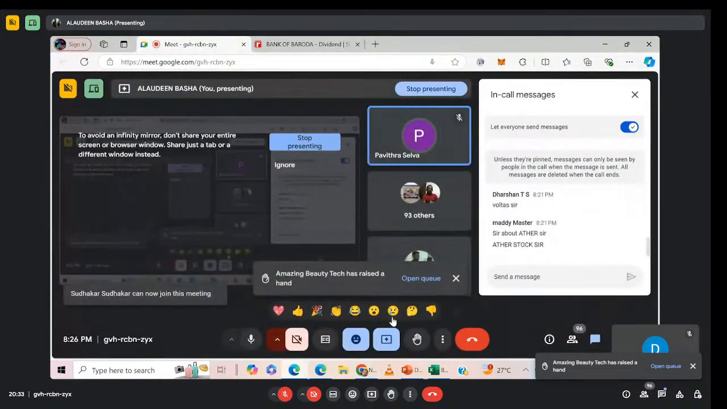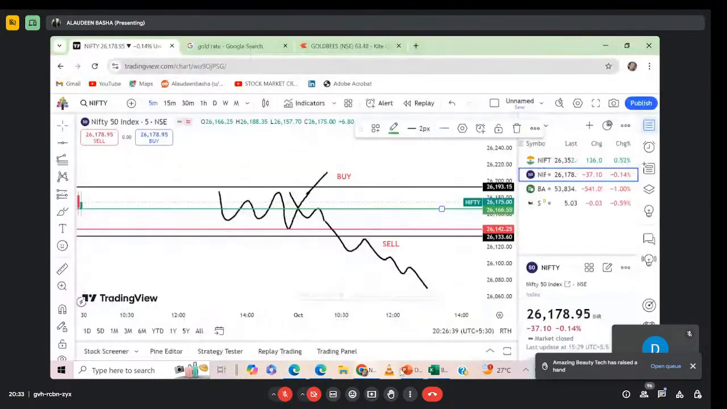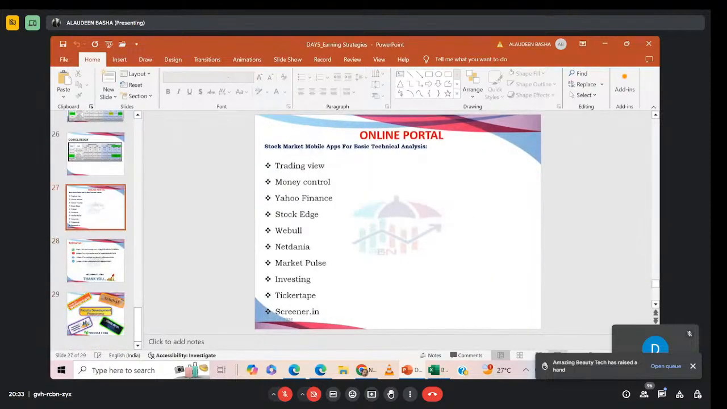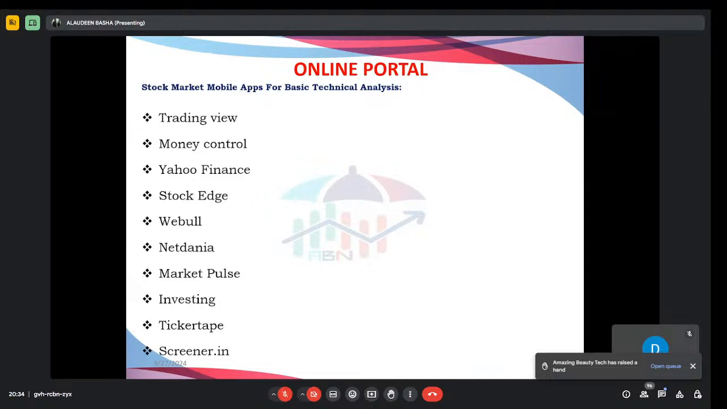Sir, for observing all the market trends, which website is better? Ma'am, I already showed, but no issue. Website and mobile apps are both available for these companies. You can refer to TradingView, Money Control, Yahoo Finance, Tickertape, Screener, Investing. These websites as well as apps are available for both Android and Mac. You just need a Gmail account, you can open an account and use it. Thank you, sir.